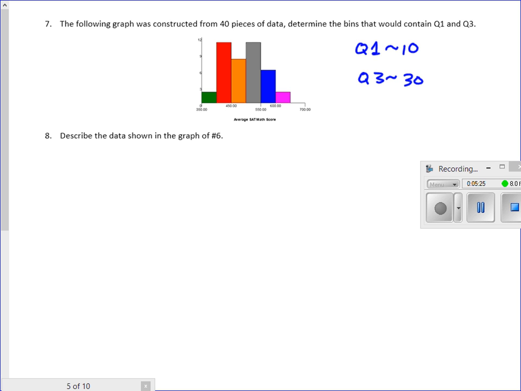So as we can see, it looks like there's 2 pieces of data there, and then there's another 11 here. So far there's a total of 13 pieces of data, which means somewhere in there is the 10th data point in this particular bin right there. So Q1 is in this bin.